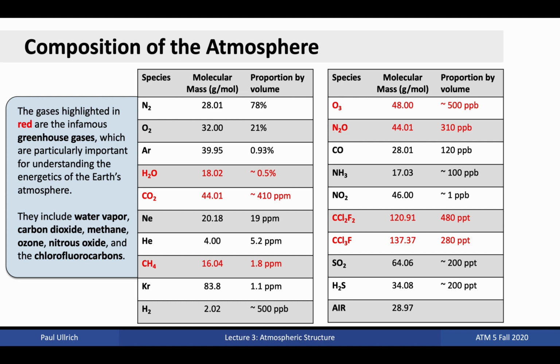The gases highlighted here in red are very important to this class. They are the infamous greenhouse gases, which play a particularly important role in the energetics of the Earth's atmosphere. They include water vapor, carbon dioxide, methane, ozone, nitrous oxide, and chlorofluorocarbons. They are so-called greenhouse gases because they absorb outgoing radiation from the Earth, consequently blocking it from escaping to space. We'll return to discussing these gases shortly once we begin to discuss climate change.